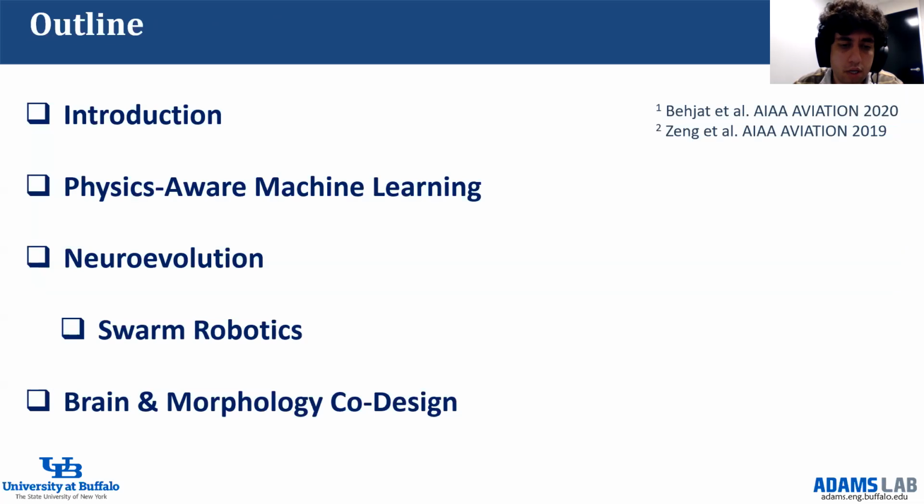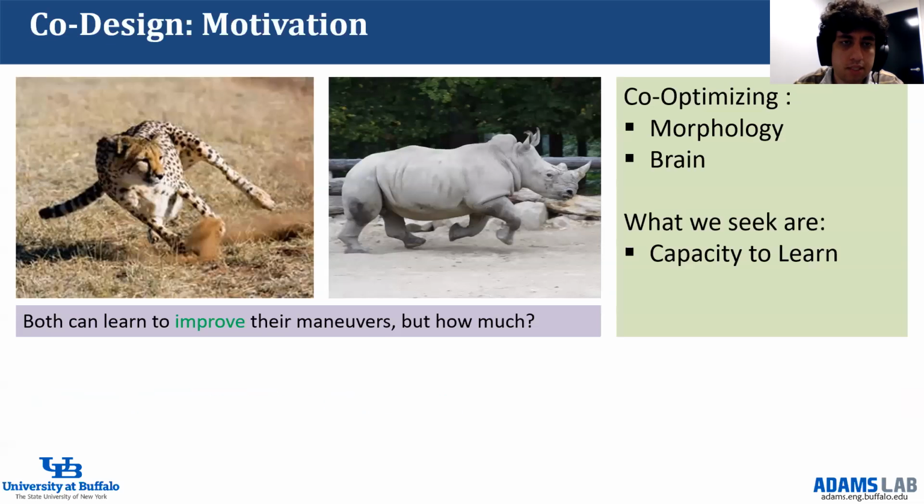Finally, the part that I want to explain is about brain and morphology co-design. This problem is actually more for design groups, in engineering groups. Assume that we are trying to design a robotic animal, where a rhino and a cheetah are possible choices, and we want to make it very maneuverable. We can construct them and apply learning on them, and to an extent they will both improve in their maneuvers, but really we cannot expect the rhino to have the same maneuvers as the cheetah.